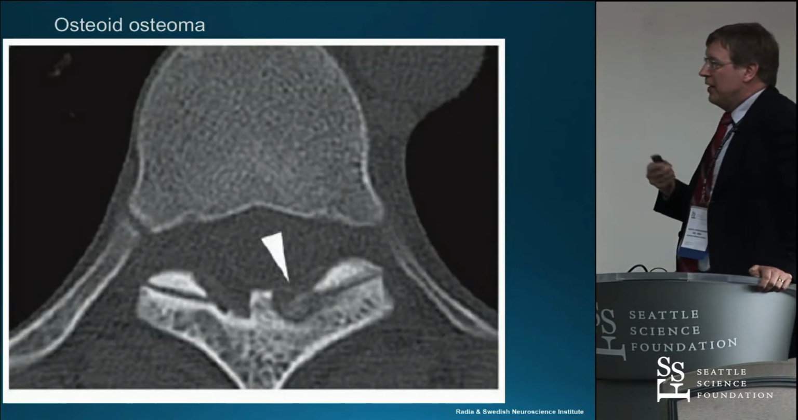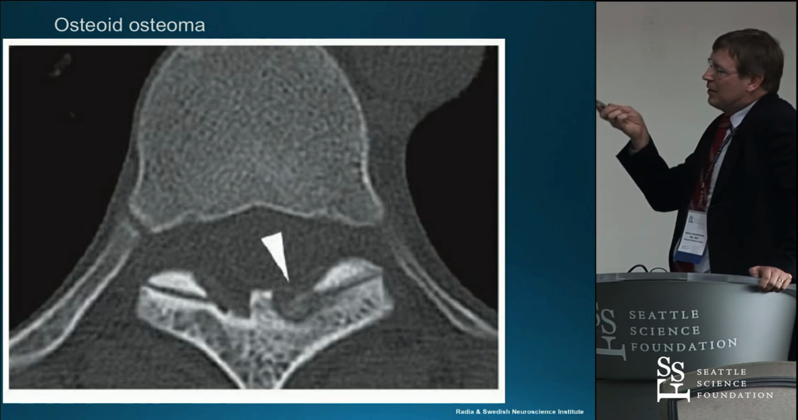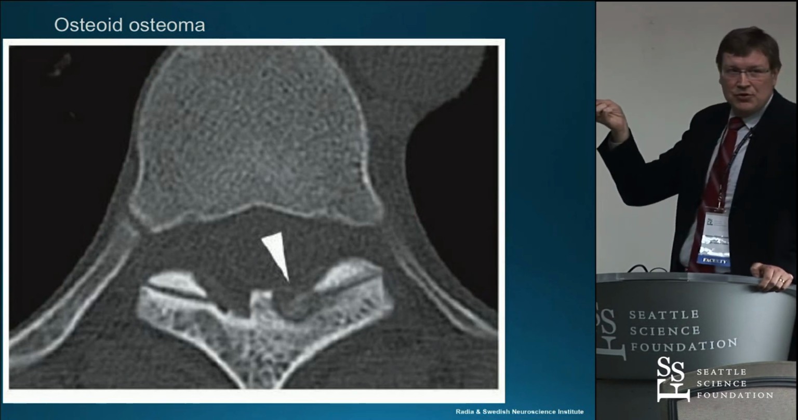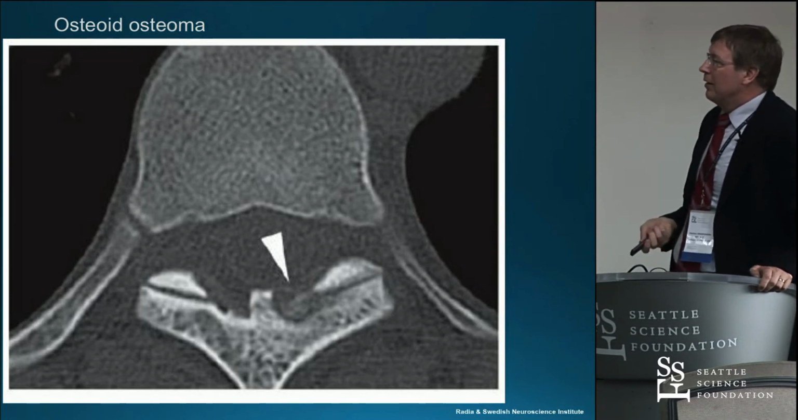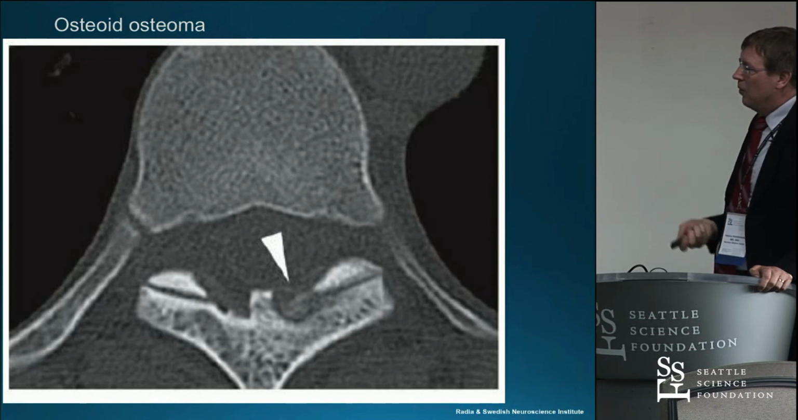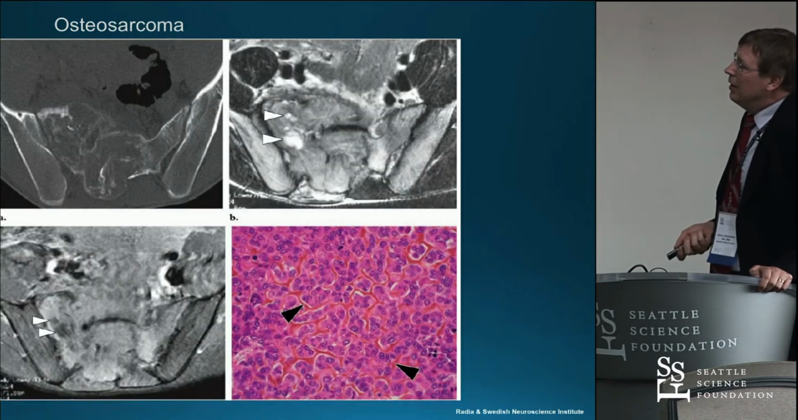Osteoid osteoma is very characteristic on a CT. Here it involves the posterior elements. We see this lucent rim and central sclerotic nidus. This is diagnostic for this benign entity called osteoid osteoma. No real differential diagnosis needed.